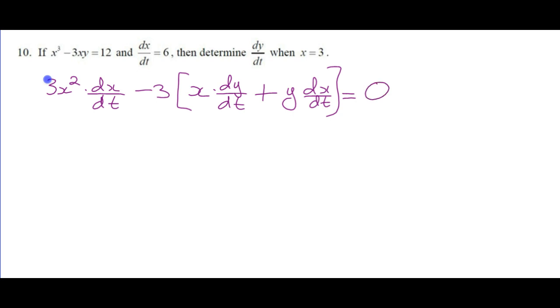Okay, so we got a 3 there and a 3 there, and we got a 0 over there. So I could divide everything by 3 to just get x squared dx by dt. Forget the 3, but let's distribute the minus. So it's going to be minus x dy by dt plus y dx by dt equals 0. If you're distributing the negative, it has to be minus. Right, it does.